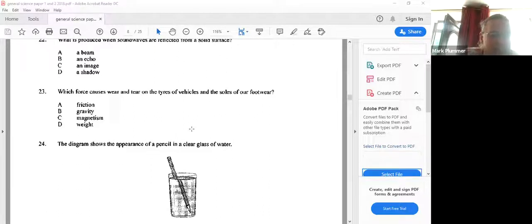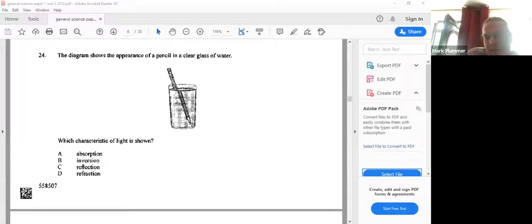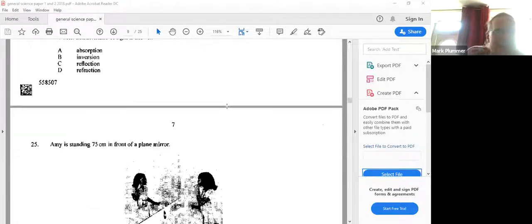Okay, number 24. A diagram shows the appearance of a pencil in a clear glass of water. What's happened to it? It looks split, doesn't it? It's not really split, obviously. It's because of the behavior of light in the water. And the answer to that one is refraction. The light has been refracted, so the pencil appears like it's bent.